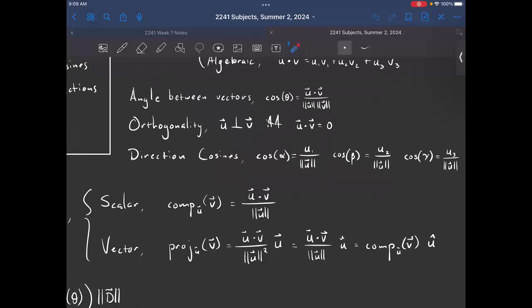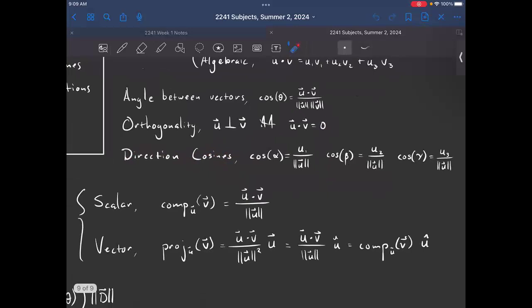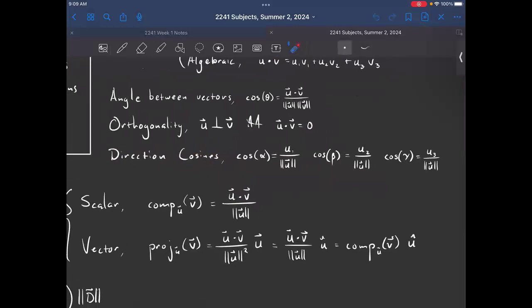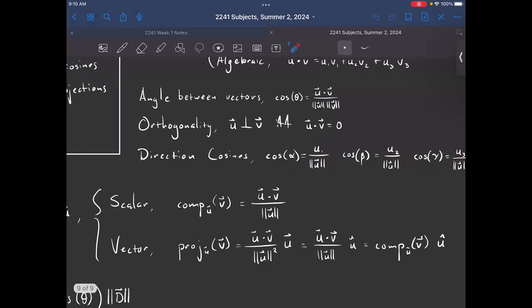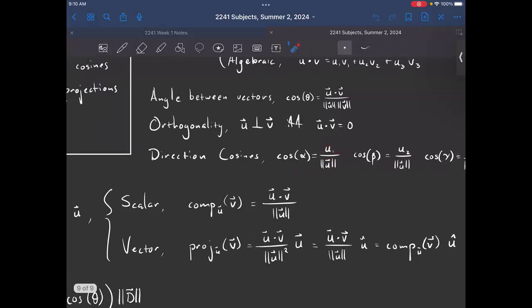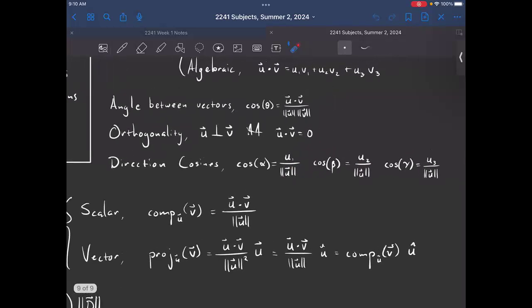All right, so direction cosines. What are these guys? These are the cosines of the angles that a vector u makes with the x, y, and z axes. In particular, they are what you get if you take v here and replace it with i, j, and k, the standard basis vectors. So you've got these formulas where you take the components and divide them by the norms. So this is also just the components of the unit vector in the direction u.